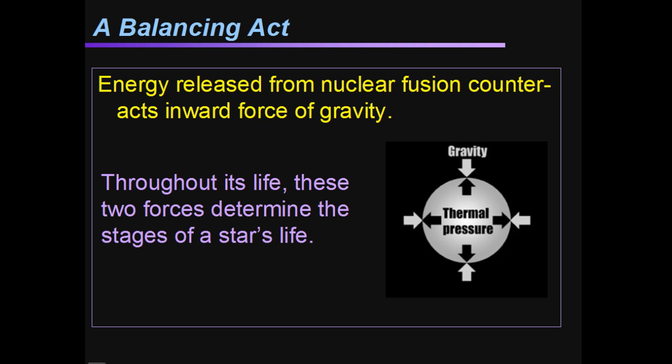Now here's the conclusion we want to make. What this really means is that, and write this down, as long as the star has enough hydrogen in its core to fuse into helium, it will continue to shine as brightly as it can. That's conclusion number 1.